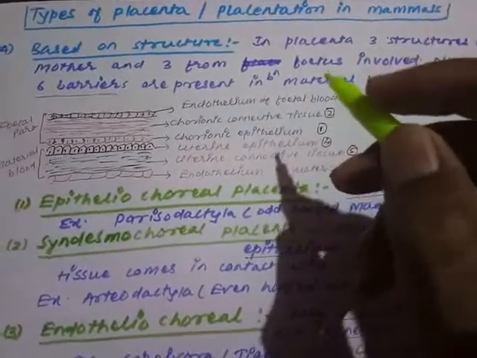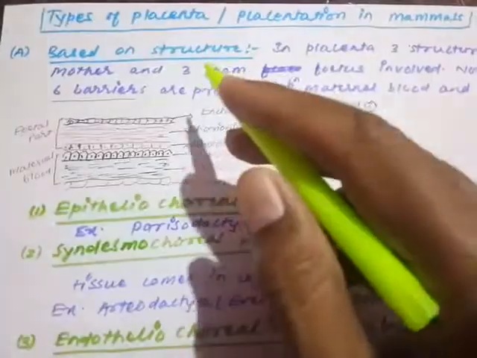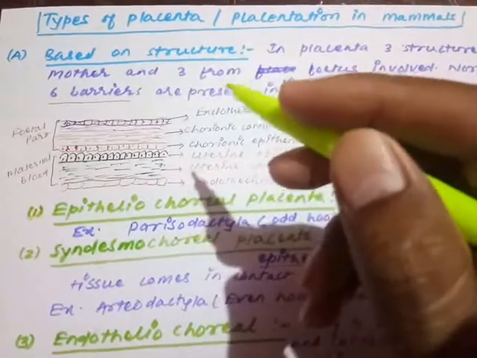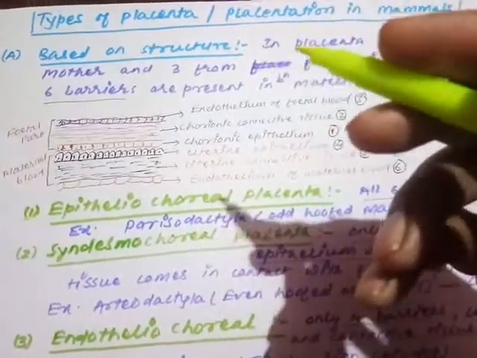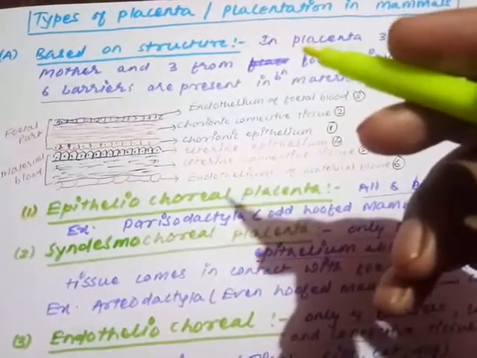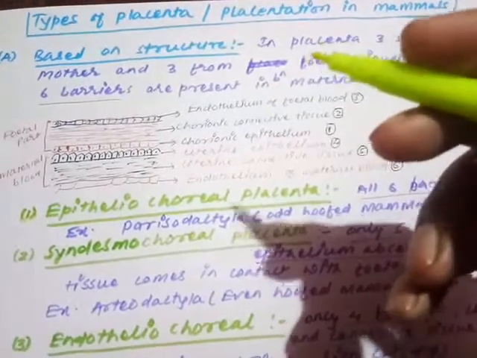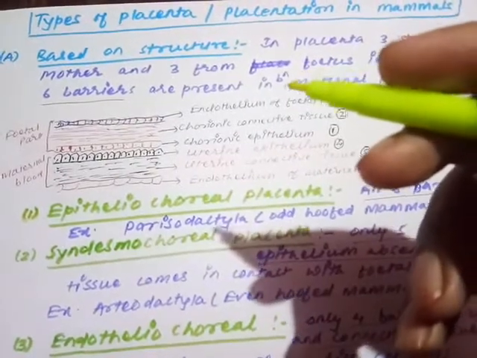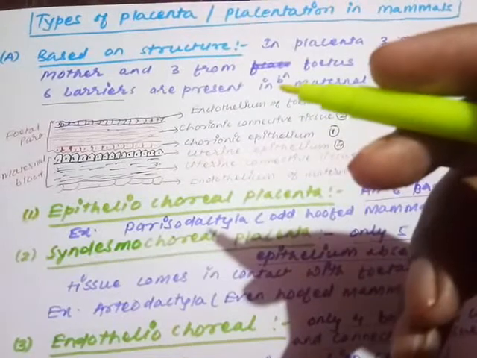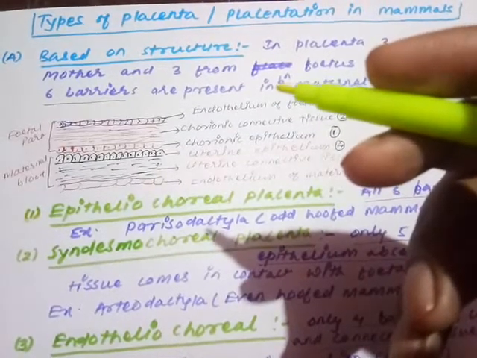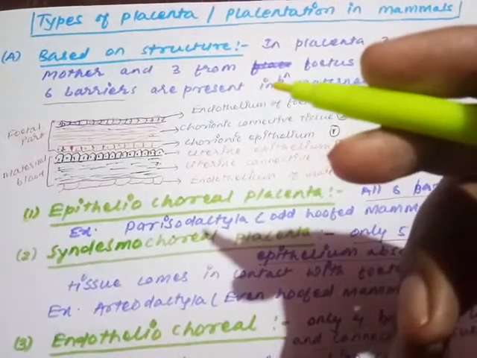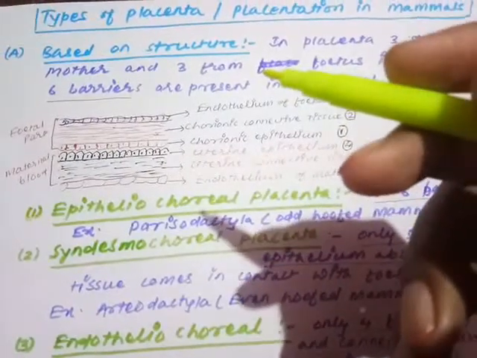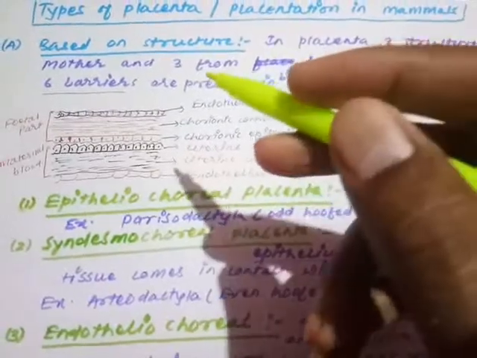So what are the types of placenta? We are first going to understand the types of placenta on the basis of structure. On the basis of structure means what? The structure of placenta is made of two parts. One part is contributed by the mother and one part is contributed by the fetus itself. The part contributed by the mother is made of the uterine endometrium, and the fetal part is made by the chorion, which you understood well in the previous lecture. The chorion and allantois combine together to form the chorioallantois or allantochorion, which gives rise to the placenta. So here we are going to understand based on the structure of placenta.